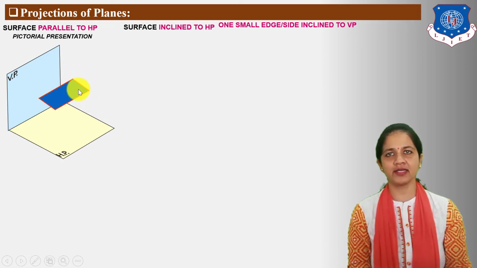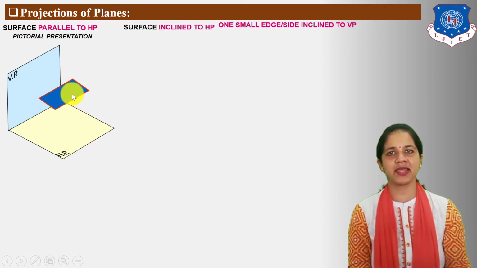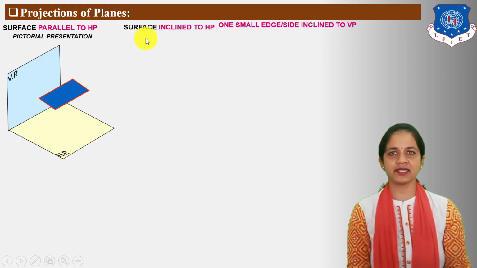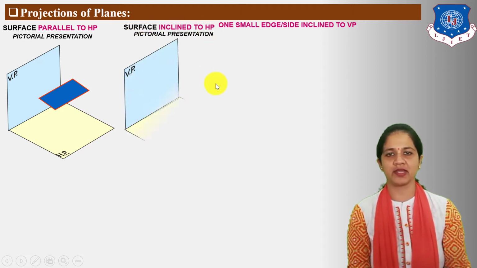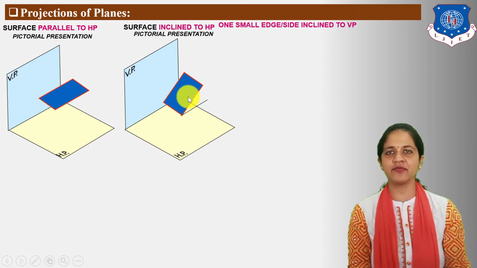Here I have taken a rectangular plane which is parallel to HP and perpendicular to VP. Parallel to HP means all corner points of the rectangular plate are at the same height from the horizontal plane. Next, let us understand the pictorial or 3D presentation of the second case, surface inclined to HP. Here you can see the surface of this rectangular plate is inclined with HP at an angle theta.